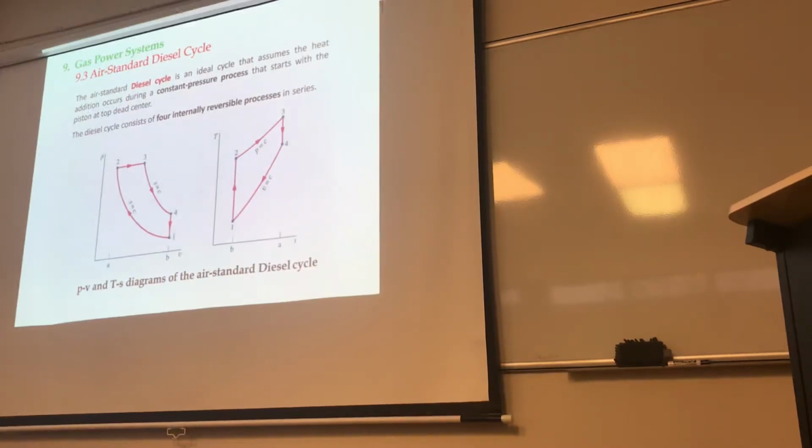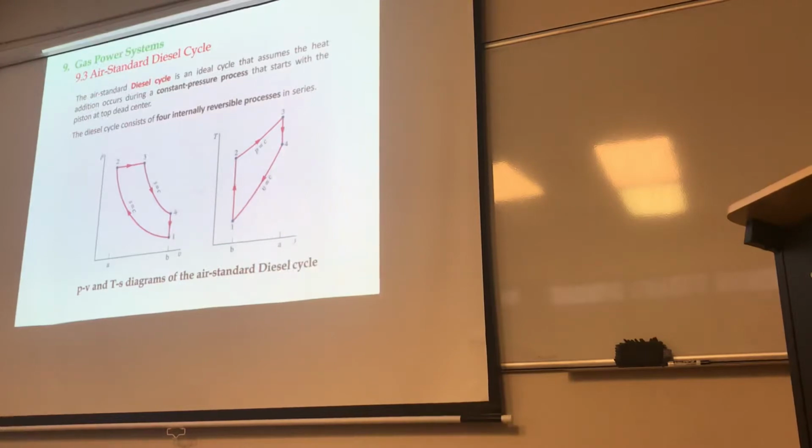Now, we're gonna come back and say, hey, let's do the diesel cycle instead of the Otto cycle, okay? So the air standard diesel cycle is an ideal cycle that assumes that the heat addition, the only difference, by the way, is really right here. For the Otto cycle, the heat addition occurred at constant what? At constant volume, right? And here we're just saying, hey, we are adding at constant pressure. That's it. That's the main difference, okay?